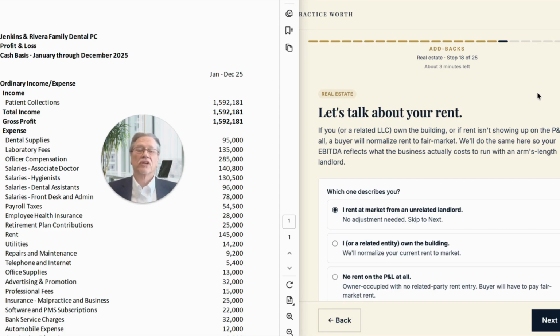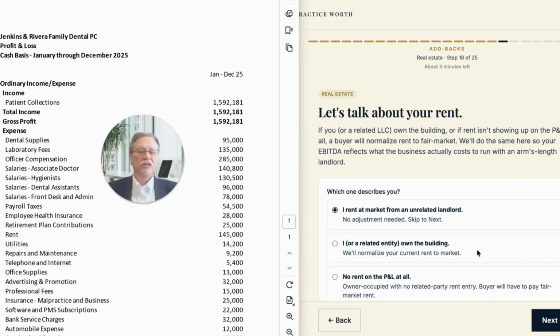And now we're going to look at how the wizard captures the rent. The first thing we want to look at here on the right-hand side of the screen, the first check mark, would be if you have a lease, you don't own the building, but you just have a normal lease, and the lease would be already captured in the P&L. The next one down would be if you own the building and you need to normalize the rent.